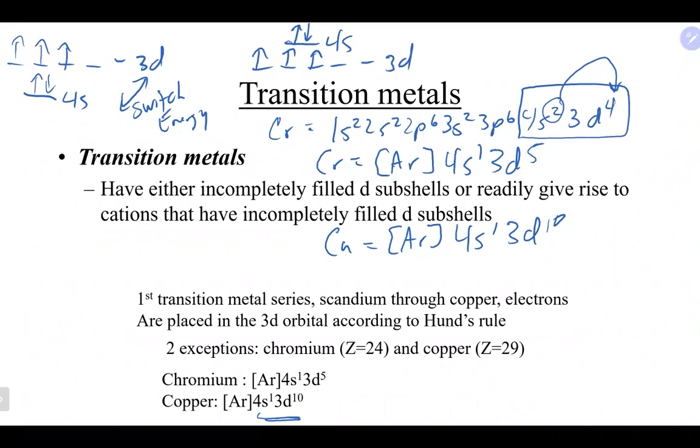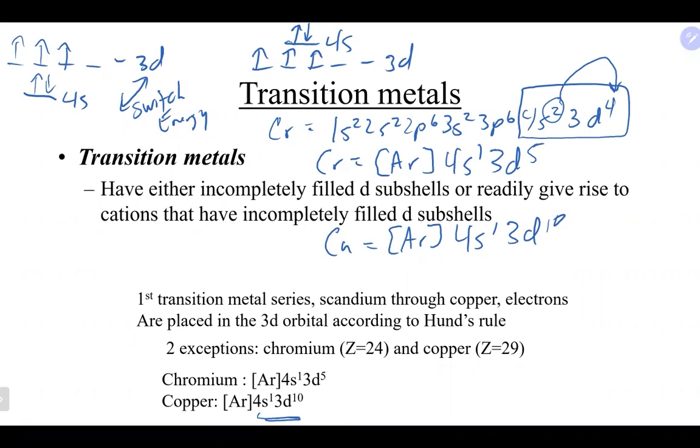Where that's going to be important is when they start losing electrons. When transition metals start losing electrons, they lose different electrons because of this switch in energy. But when the electrons go in, and how you should write the electron configuration, is the filling order, which is the s first and then the d. Now, for us, chromium and copper are the two exceptions that you need to know.